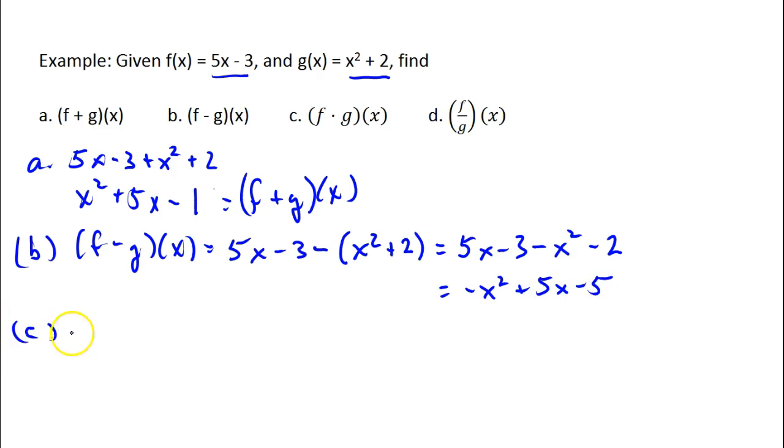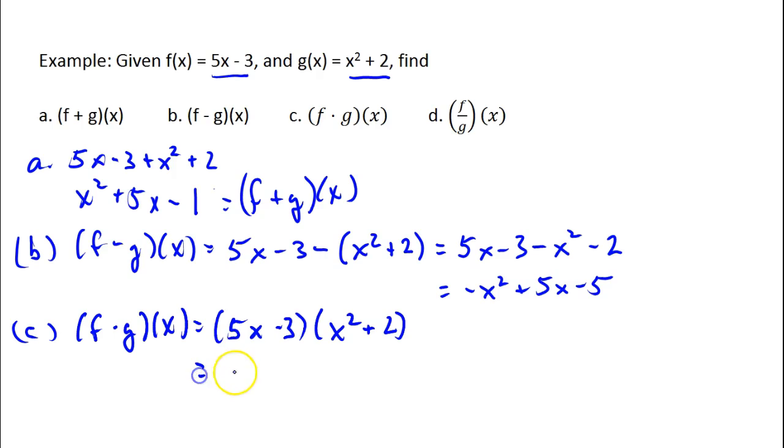Okay, c, f times g of x. f times g of x is going to be 5x minus 3 times x squared plus 2. Let's do FOIL on that. First terms give me 5x cubed. Outside terms give me 10x. Inside terms give me minus 3x squared. And last terms give me minus 6.